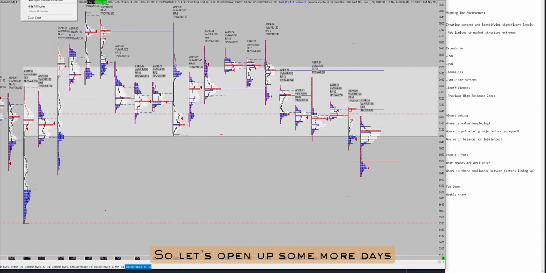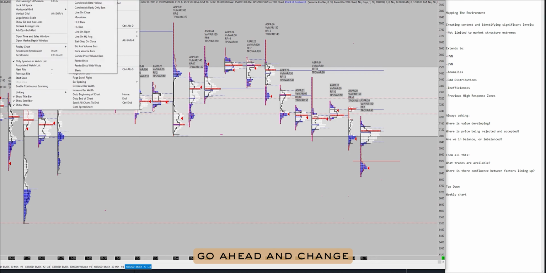So let's open up some more days. Go ahead and change the chart settings. Let's take it 2 days forward. Rather, let's take it 1 day forward.